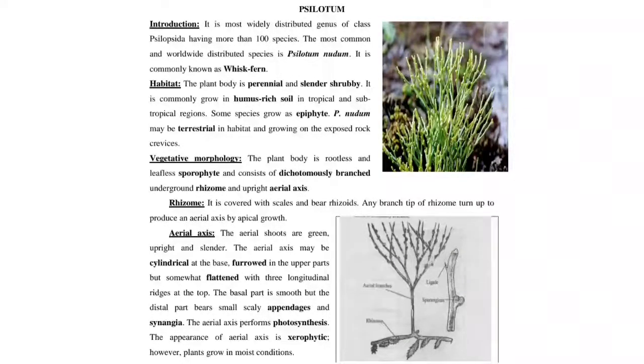Aerial axis. The aerial shoots are green, upright and slender. The aerial axis may be cylindrical at the base, furrowed in the upper parts, but somewhat flattened with 3 longitudinal ridges at the top. The basal part is smooth but the distal part bears small scaly appendages and synangia. The aerial axis performs photosynthesis. The appearance of the aerial axis is xerophytic. However, the plants grow in moist conditions.